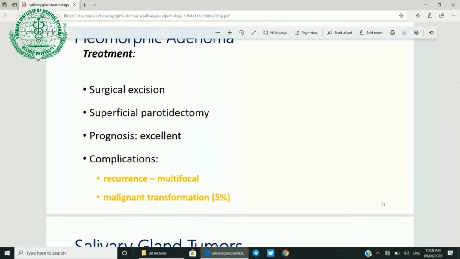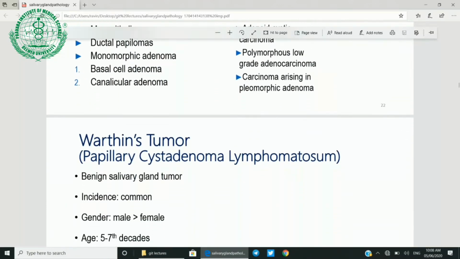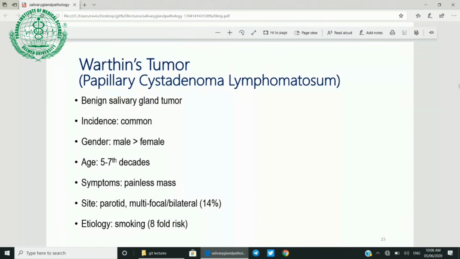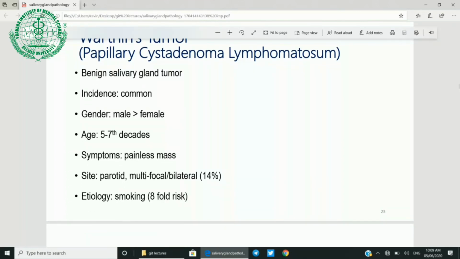Pleomorphic adenoma can undergo malignant transformation, and when it occurs it is called carcinoma ex pleomorphic adenoma. The second benign tumor we had seen, Warthin's tumor, the name again I will revise: papillary cystadenoma lymphomatosum. Here males are more affected as compared to females. Occurrence age is 5th to 7th decade; 30 to 50 was pleomorphic. This is a more older population, 50 to 70 years.